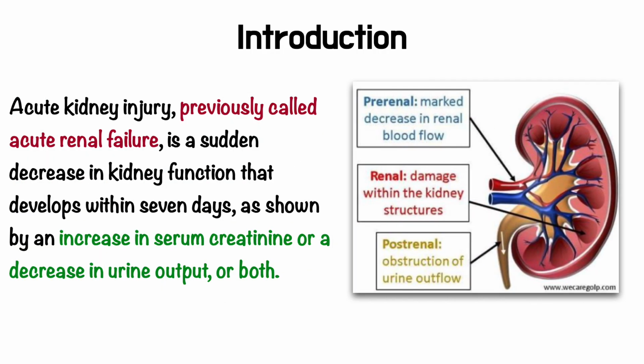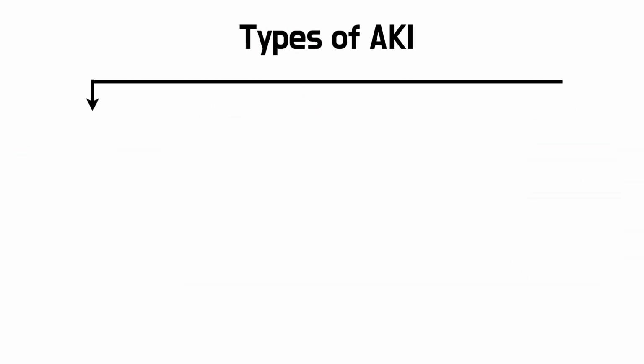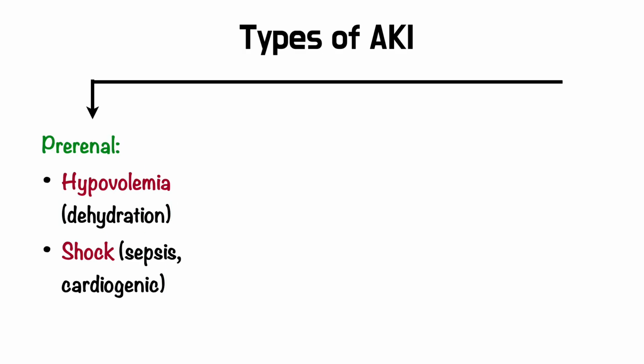So this is the overview of the types of AKI: pre-renal, due to marked decrease in renal blood flow, renal, due to damage within the kidney structures, and post-renal, due to obstruction of urine outflow. So let's talk about these types in detail. The first one is the pre-renal type, that is due to hypoperfusion, and that can be due to hypovolemia, as in dehydration or hemorrhage or excessive blood loss, right? That can also happen due to shock, as in septic shock or cardiogenic shock. So these are the reasons for pre-renal AKI.